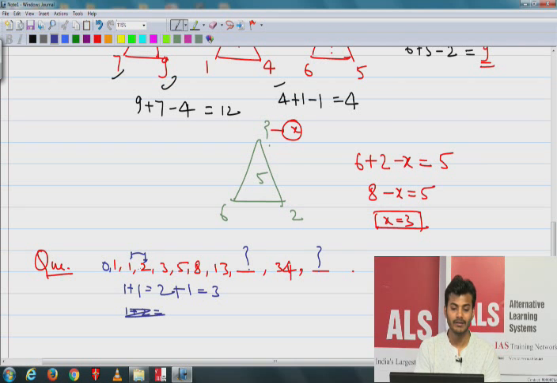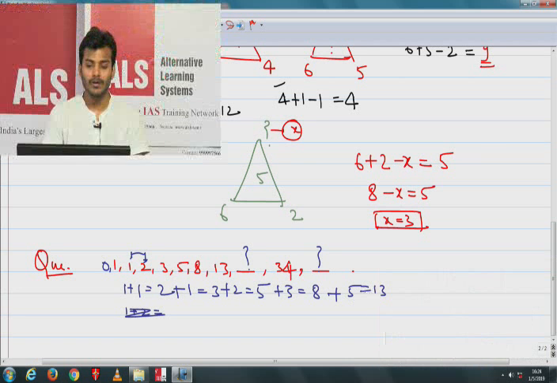And then 3 plus 2, we get 5. After 5, if we add 3, it would be 8. Now again, 8 plus 5 would be 13. You're getting the idea? So after 13, if I add 8, it would be 21. That is the first answer, 21.